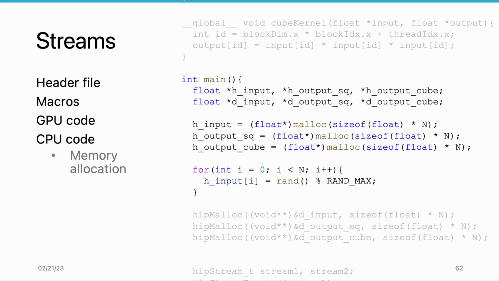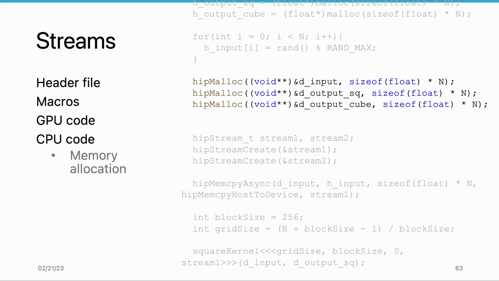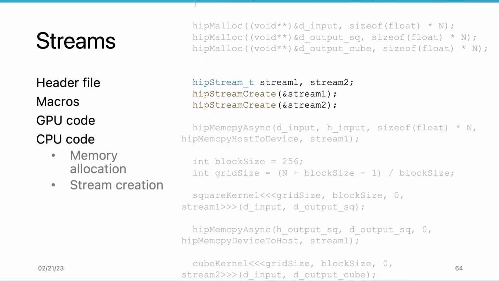We allocate memory for these pointers on the host using the malloc function, with the size of each memory allocation determined by the size of float multiplied by n, which we have defined earlier as a macro. Next, we initialize random values in the input array of the host. Then we use the heap malloc function to allocate memory on the GPU, similar to the allocation on host memory. In this case, we allocate memory for all three pointers on the device: d_input, d_output_sq, d_output_cube.